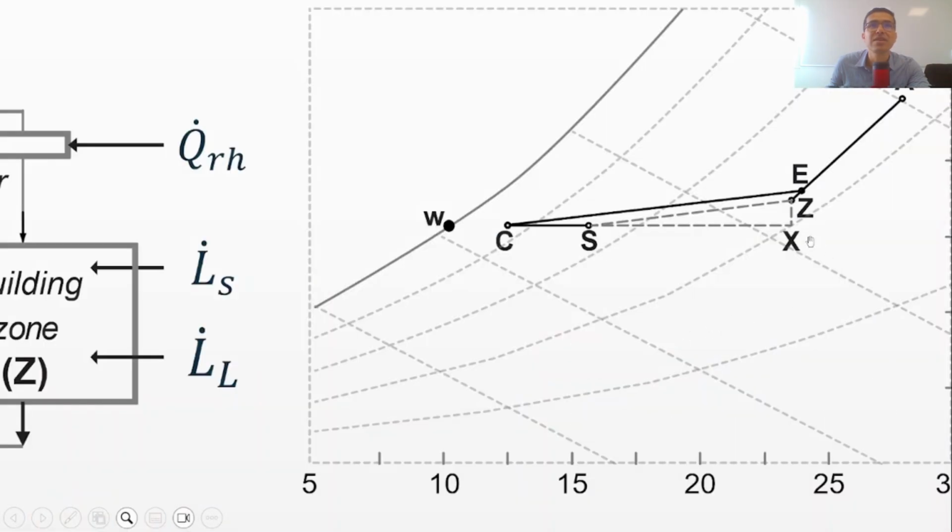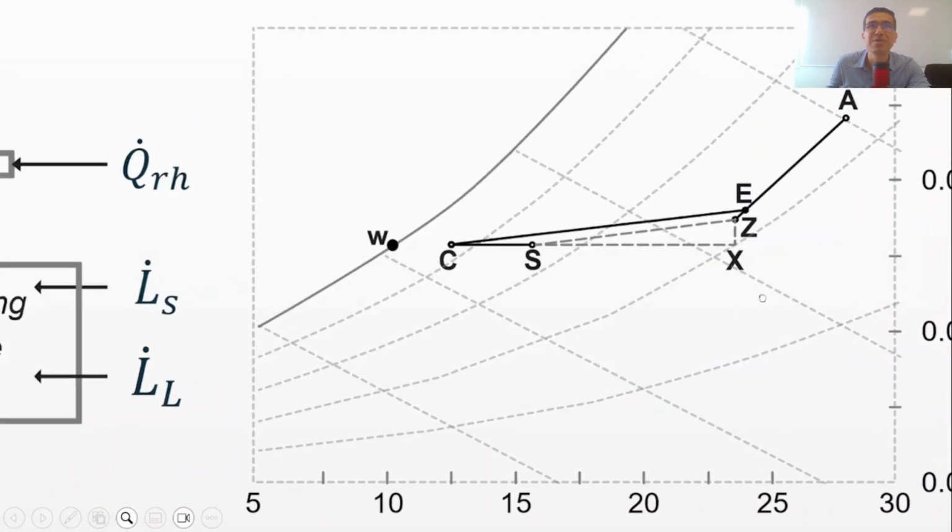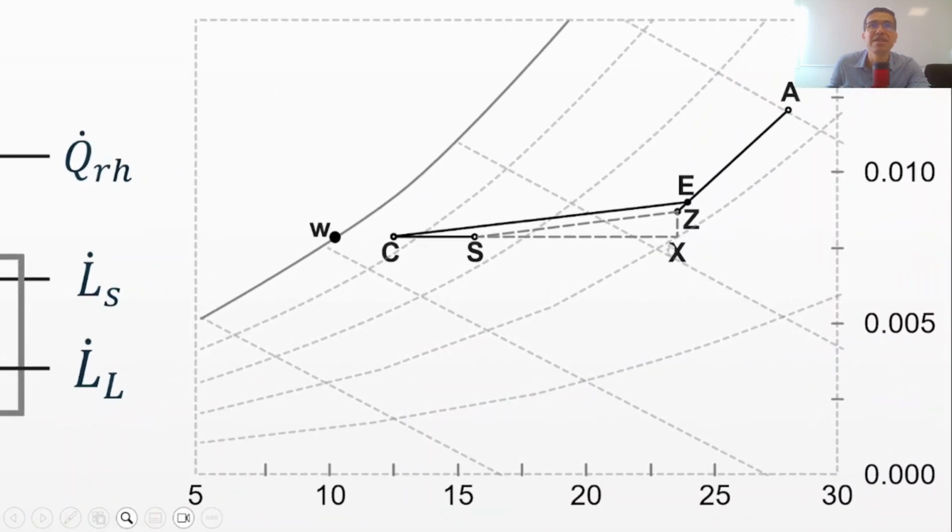And then we have defined, as in previous cases, a fictitious air state X. And this fictitious state helps us to separate the sensible load from the latent load of the zone in our analysis.